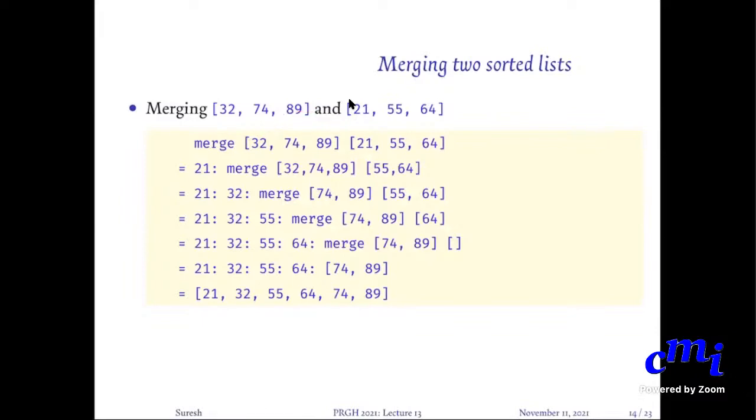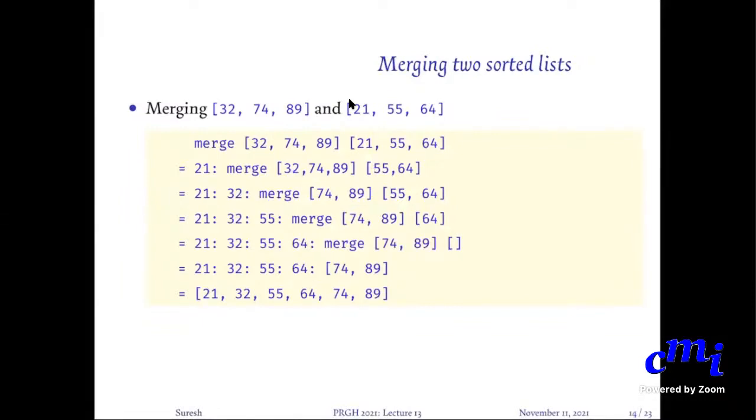Compare between 32 and 21; 21 is the minimum. So you'll do merge of 32, 74, 89, this whole list, and 55, 64, which is the tail there. Now compare 32 and 55. 32 is smaller, so you will put it this way, and then you have to merge 74, 89, and 55, 64.